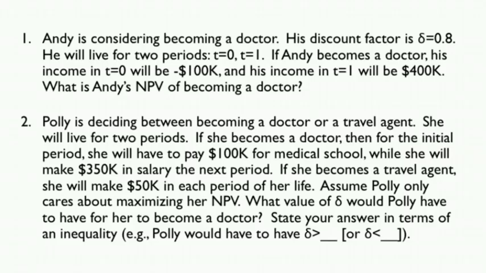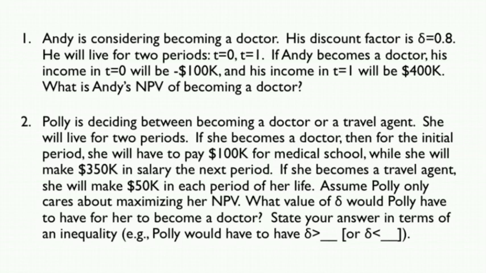Question number 1, suppose you have a person named Andy. Andy is considering becoming a doctor. His discount factor is delta equals 0.8. He will live for 2 periods, t equals 0 and t equals 1. If Andy becomes a doctor, his income in t equals 0 will be negative $100,000, and his income in t equals 1 will be $400,000. What is Andy's net present value of becoming a doctor? So your answer to number 1 should just be a number.